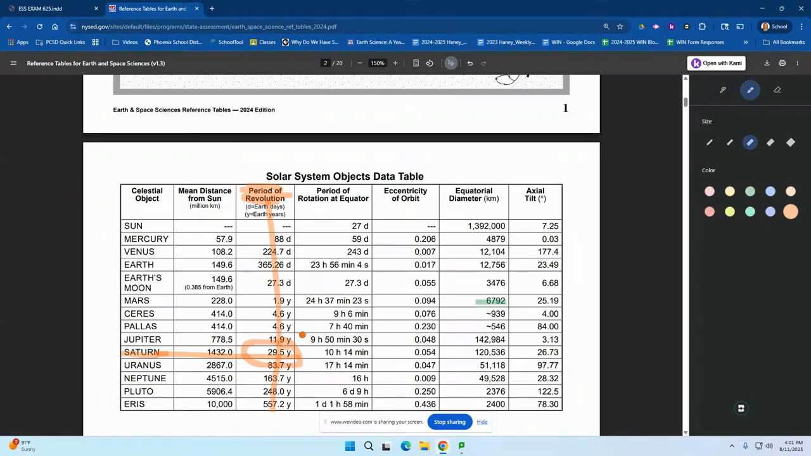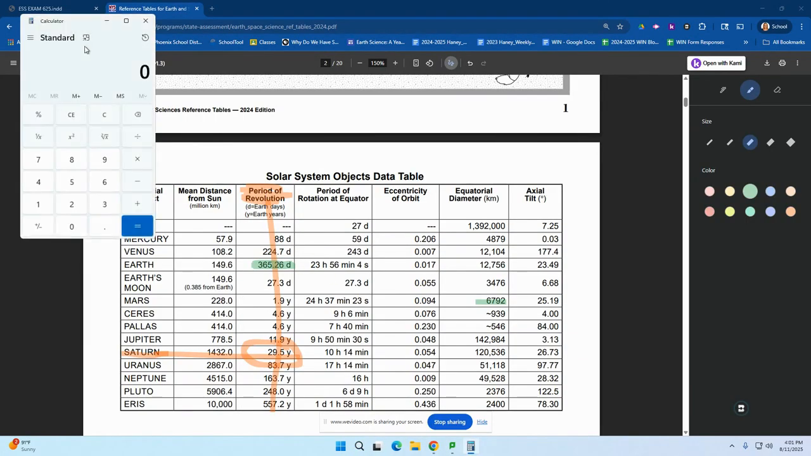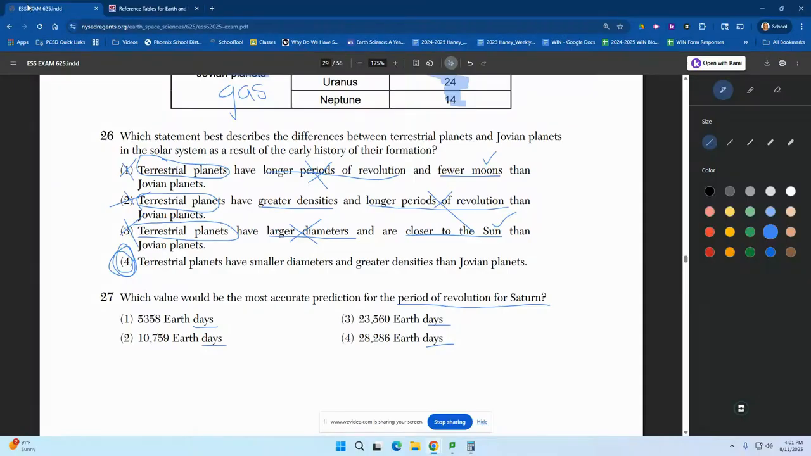And remember, our year is based off of Earth's period of revolution. So Earth's revolution, if I look here, is 365.26 days. Okay, so I can use that to help me figure out how many days it would take for Saturn to orbit. So I can say, okay, Saturn takes 29.5 years times 365.25 or 26 days per year. And I'm going to hit enter and I get 10,775.17. So I'm going to look for that answer. And the closest value would be number 2.